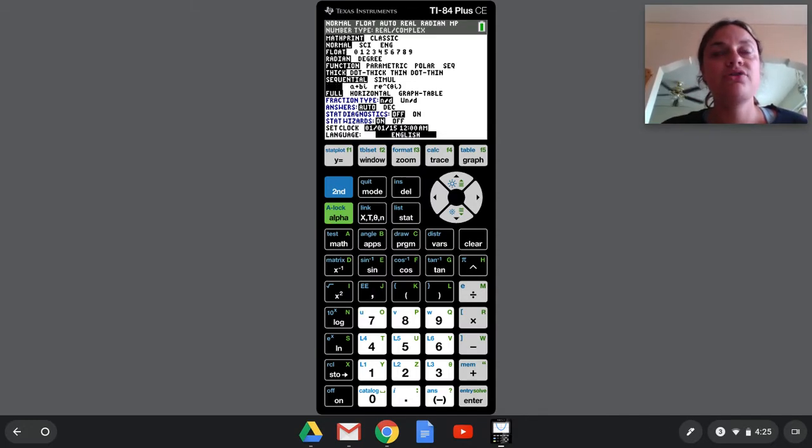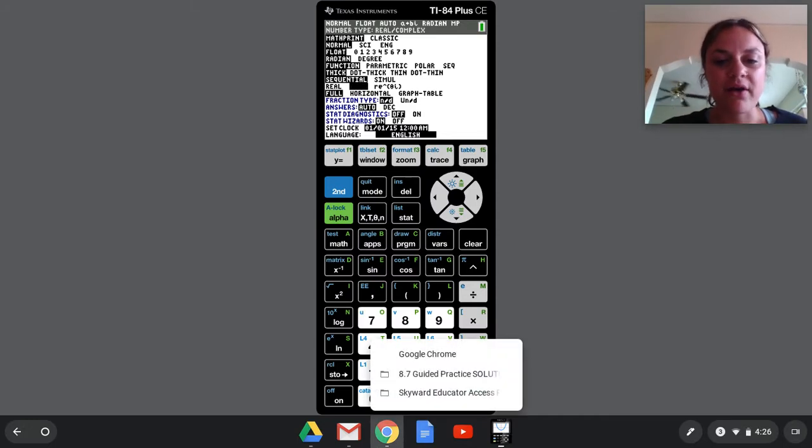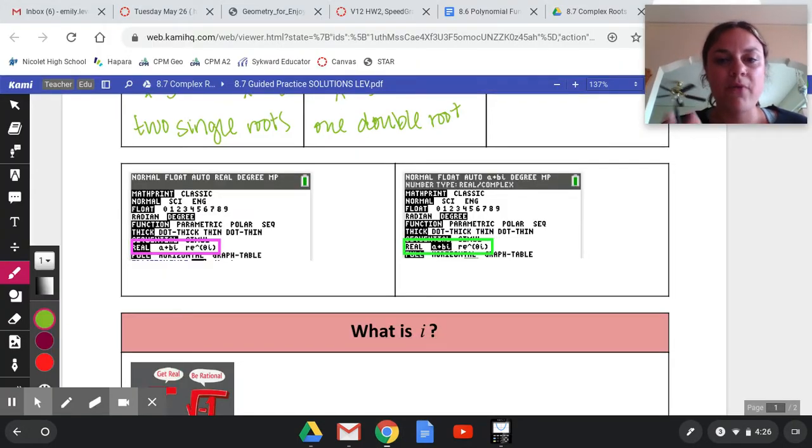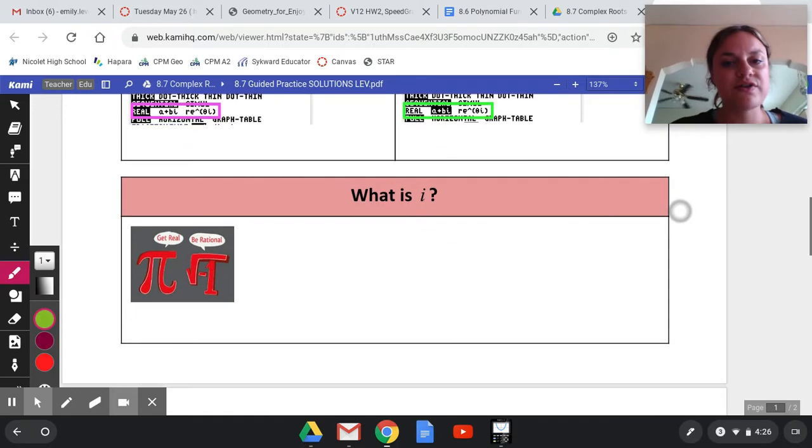Now, when we talk generally, we're talking about real numbers, right? We are going to scroll over to where it says a plus bi. That is what we call a complex number. It's an imaginary number, and you get that when you try to take the square root of something negative. So now going back, we've changed our mode, looks good.